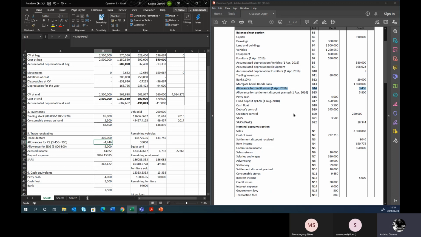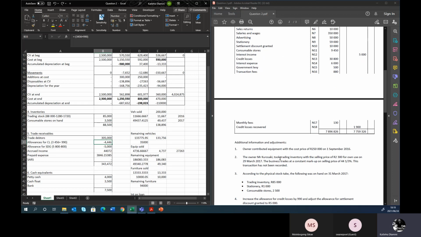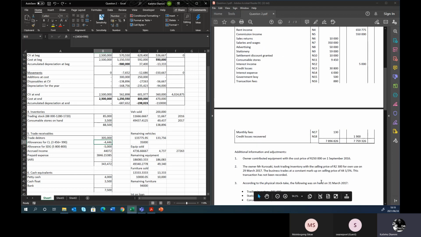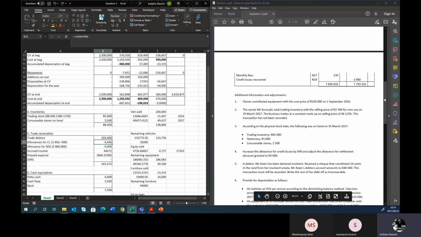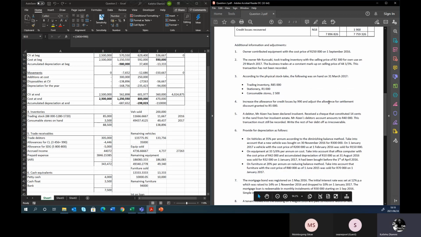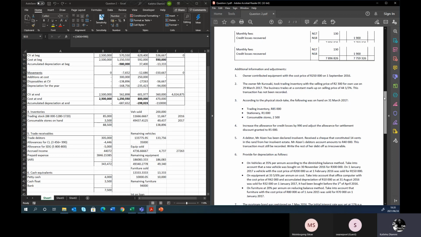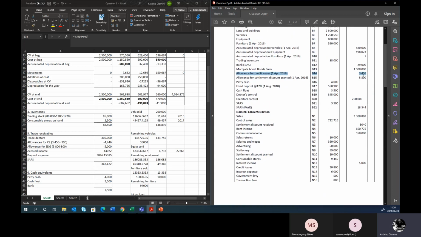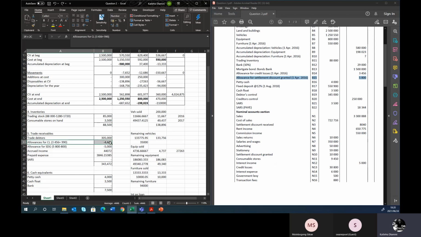Then they say we must adjust the allowance for settlement discount granted to 5,000. So if I go back up here to look at what it's sitting at, it's 5,800. To take it down to 5,000, I need to subtract 800. So you will see here I'm subtracting 800 to make it 5,000. This is money coming back in. The movement of 990 is an expense, and the inflow of 800 is an income.